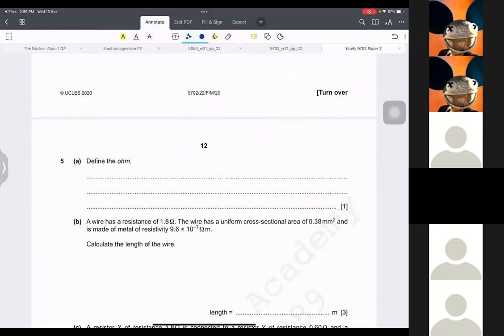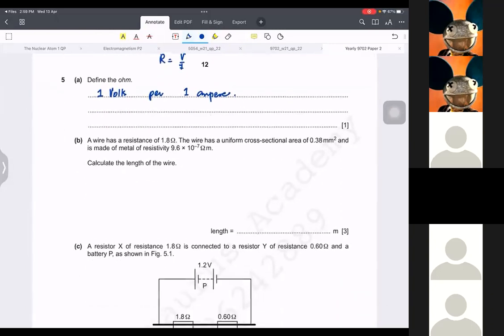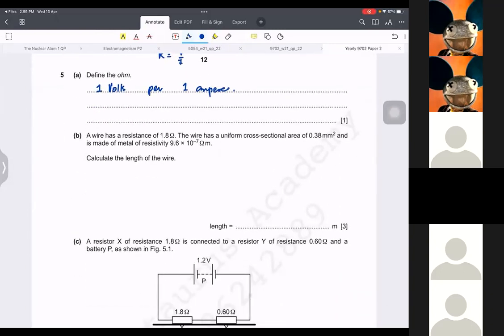Now ohm, because ohm is a unit, so you have to give everything in units. Ohm comes from resistance is voltage over current, so you don't write resistance. So ohm would be volts, 1 volt per 1 ampere. So please do remember that.